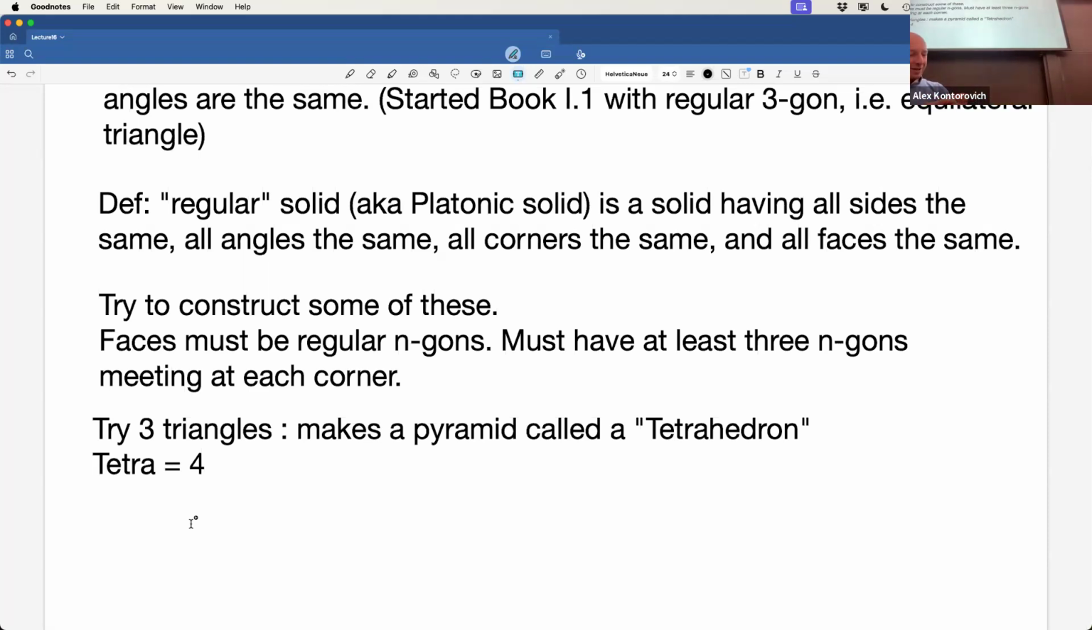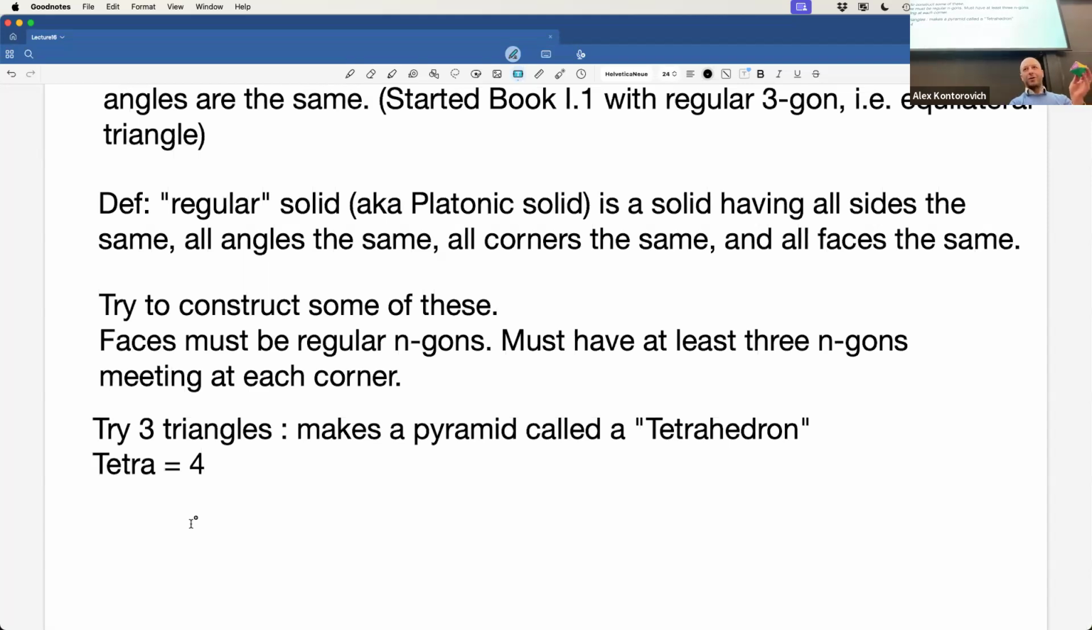Okay, and I'm not going to close it up because then it'll be too hard to open it, but you can see that there's just space for 1 more triangle right there. So this is a shape that has 4 triangles at every single corner. Every face is a regular 3-gon, an equilateral triangle.